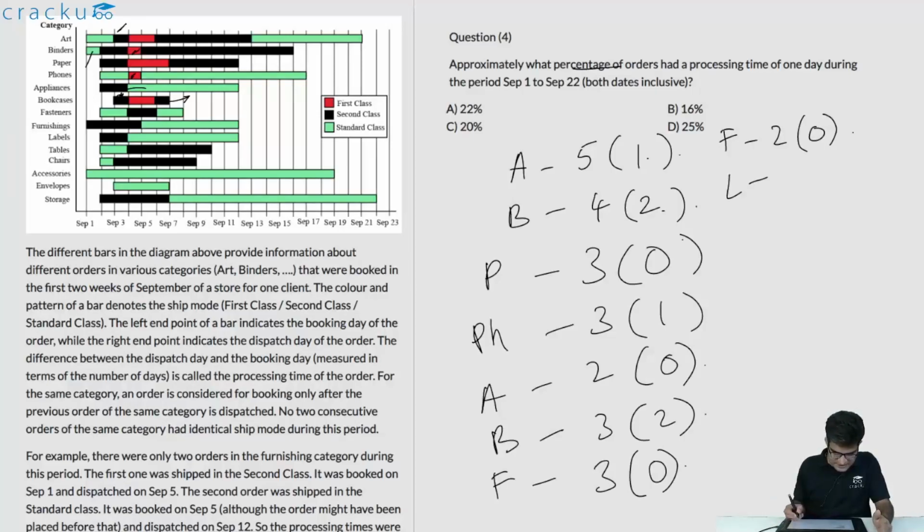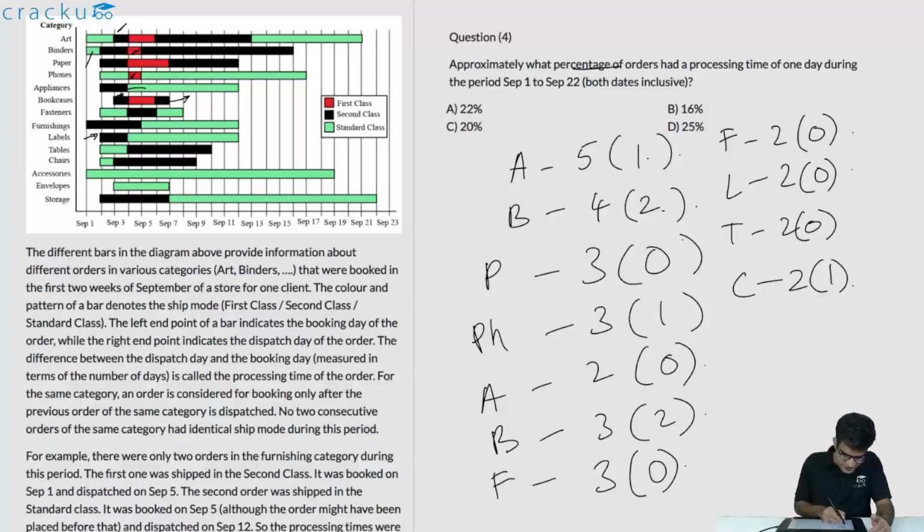Then you have labels. Labels also there are 2 and both of them are slightly wide, so they are not with 1 day processing. This is the first one, the black one, which is the second class order, is 2-day processing time. You can figure it out just by looking at the width. Then you have tables. Tables also, there are 2 orders and both of them are slightly wide, so there is none with 1 day processing time. Then you have chairs. There are 2 orders and the first one is very thin. So this one has a 1 day processing time.